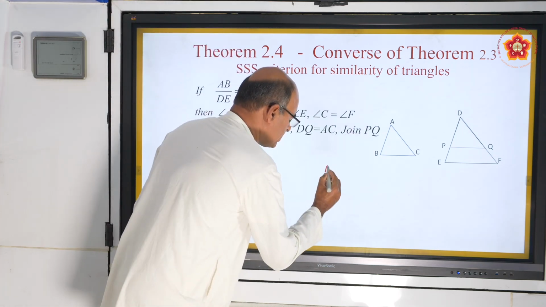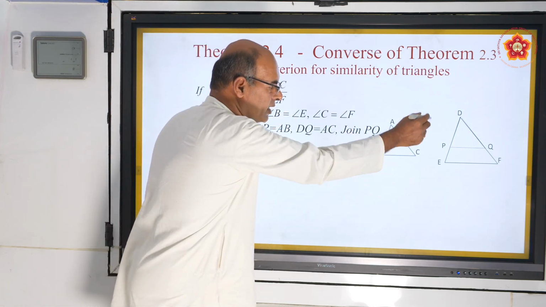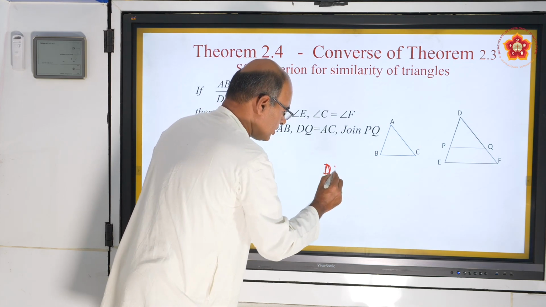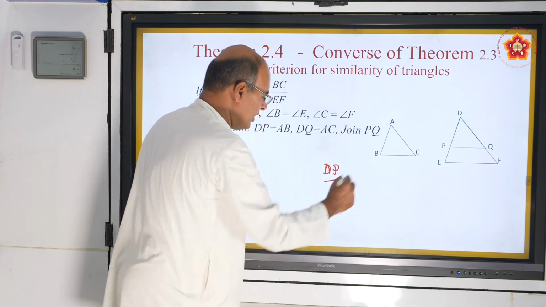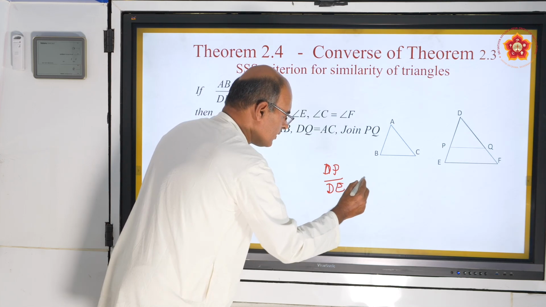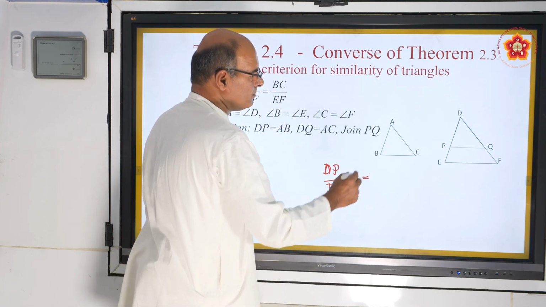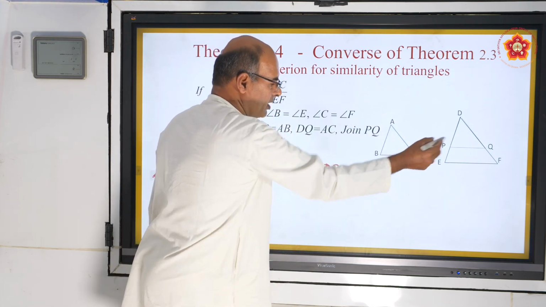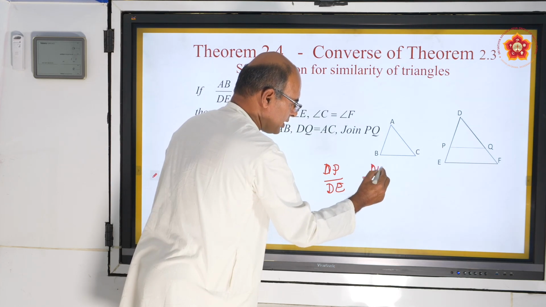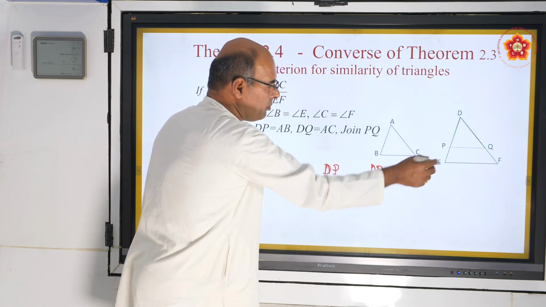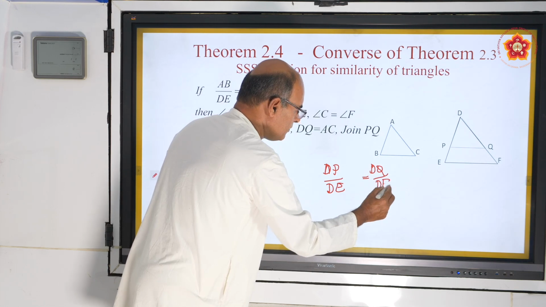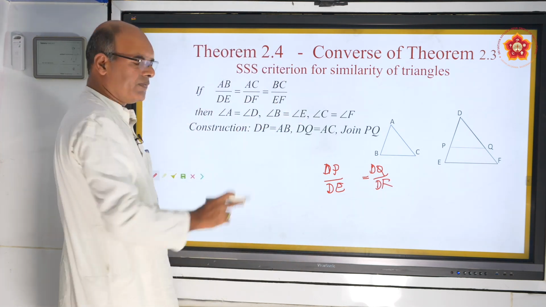So we know that AB is nothing but DP according to our construction. So DP divided by DE is equal to AC, which is nothing but DQ according to our construction, divided by DF. See here, AC by DF.